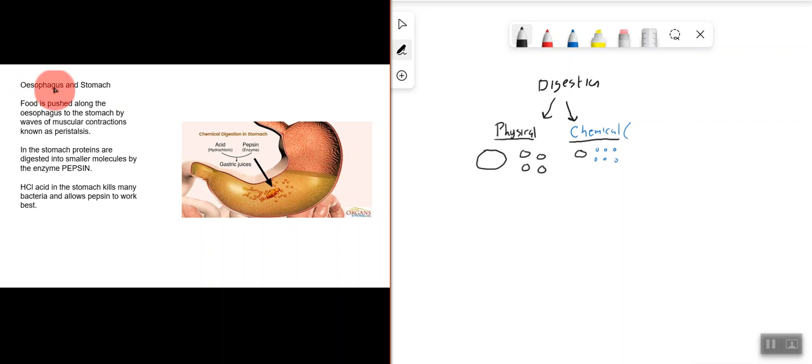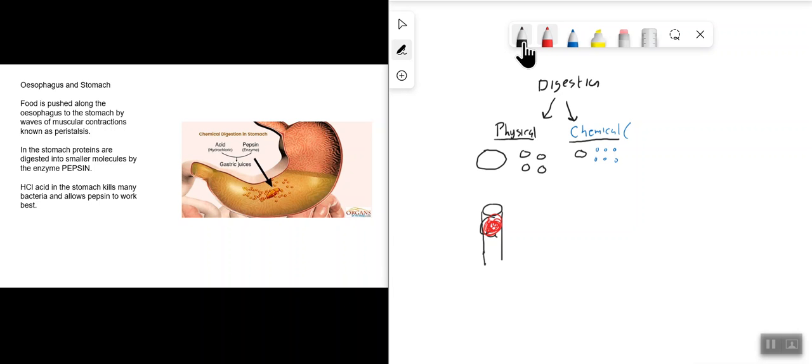So the next parts are the esophagus and the stomach. Food is pushed along the esophagus to the stomach by waves of muscular contraction known as peristalsis. So if you think about it, you have this tube, and you have, let's say, a chewed up piece of food like this. This muscle squeezes together and forces the food down a little bit more. The food will be here and then it pushes it down again, and then it moves down.